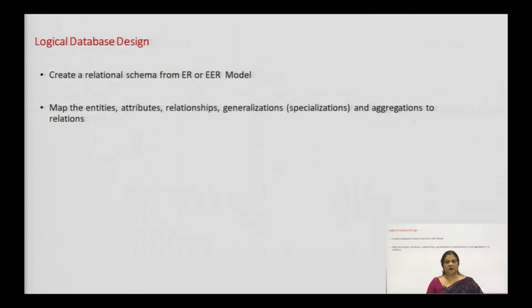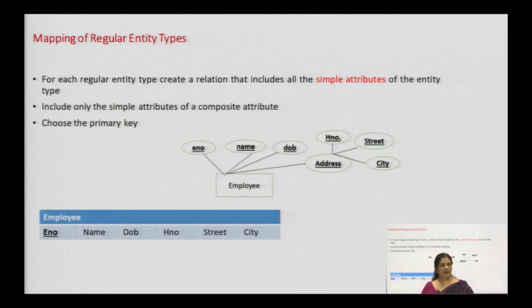So, a logical database design, we have already said, is to create the relational schema, and this relational schema we will create from the ER and the EER model. That is, what we will do is that we will map all the entities, the attributes, the relationships, generalizations or specializations and the aggregations into relations. So, first let us start with the mapping of the regular entity type.